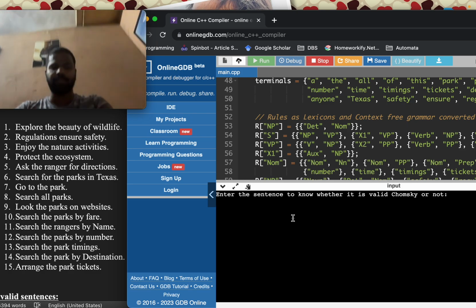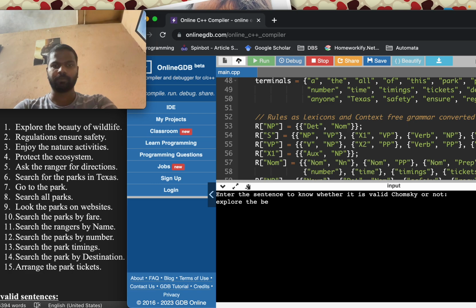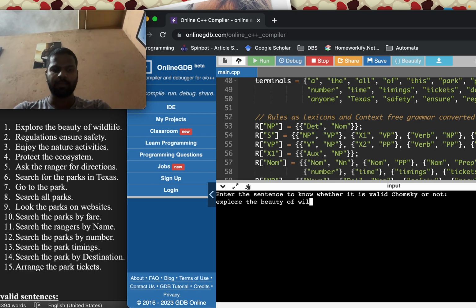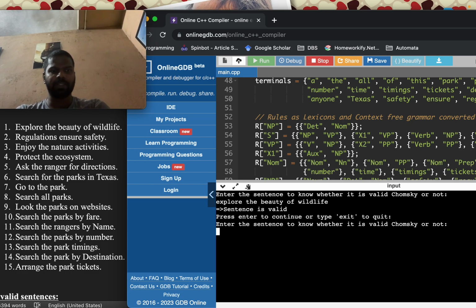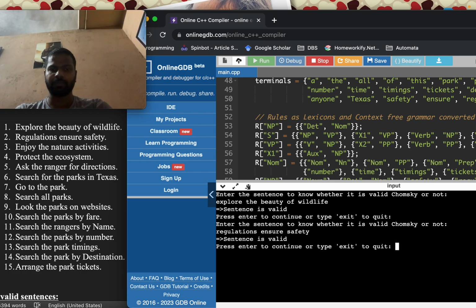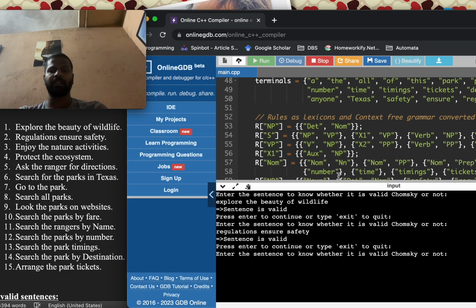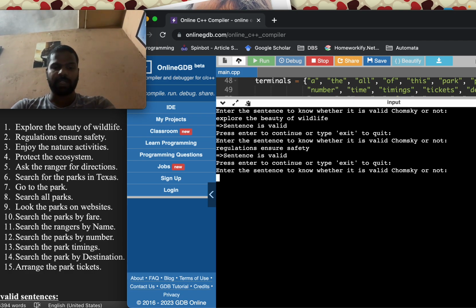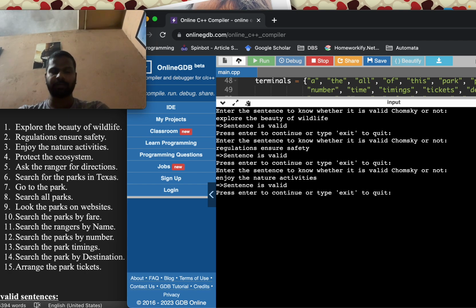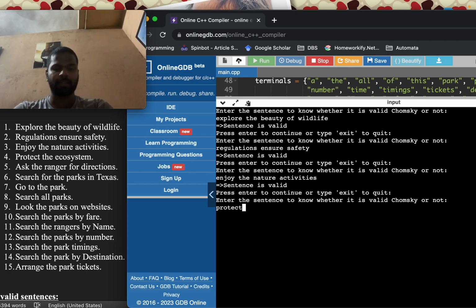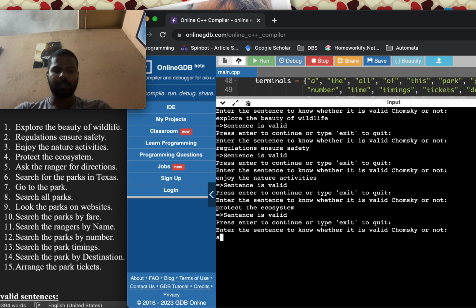First sentence: explore the beauty of wildlife. The sentence is valid. Let's go to the second sentence: regulations ensure safety. Since all these sentences follow the grammar that I gave in the code, they are valid. The third sentence is enjoy the nature activities. The sentence is valid. And the fourth sentence is protect the ecosystem. It's valid.